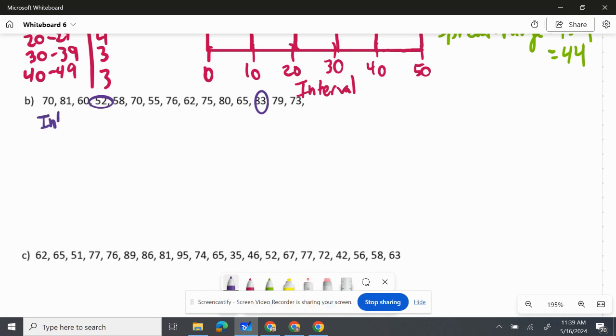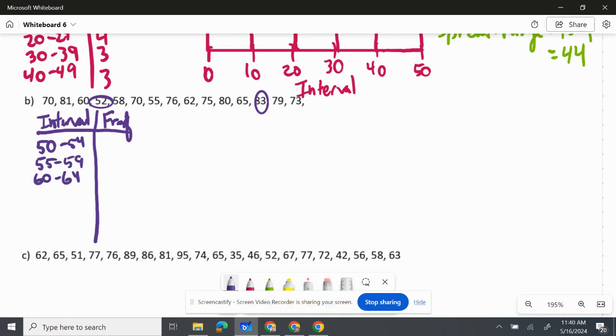So with my interval, and then I have my frequency. I'm going to go 50 to 54, 55 to 59, 60 to 64, 65 to 69, 70 to 74, 75 to 79, and then 80 to 84.